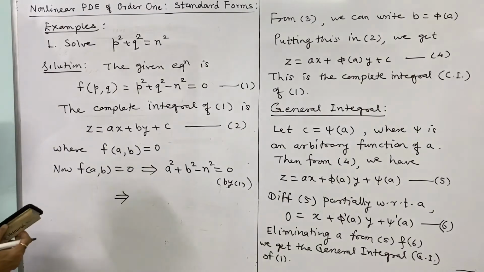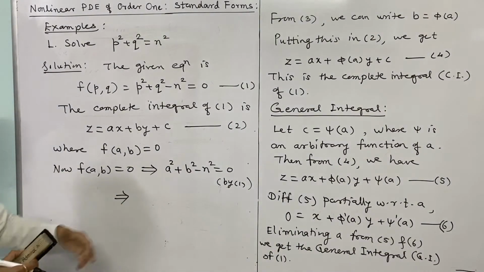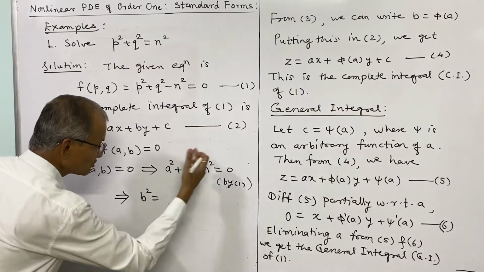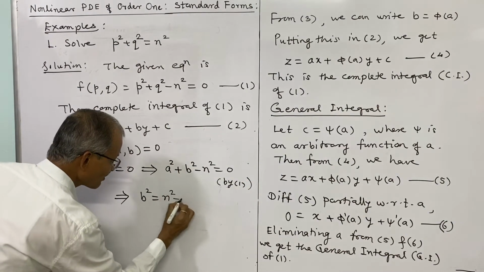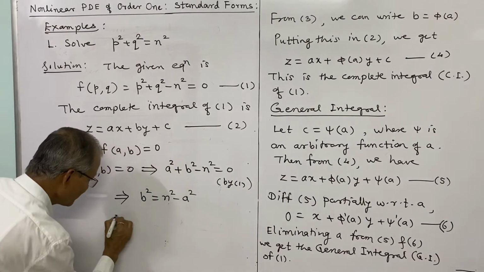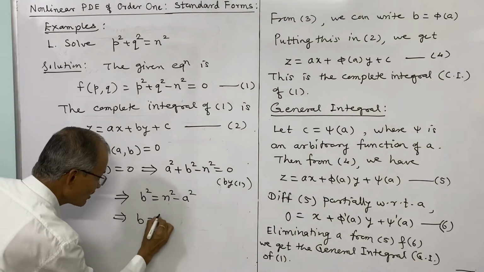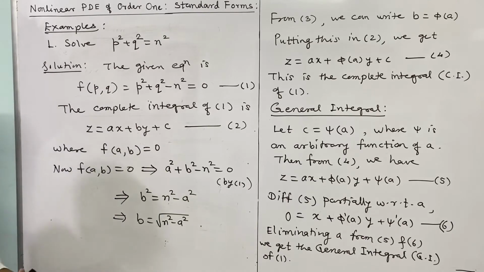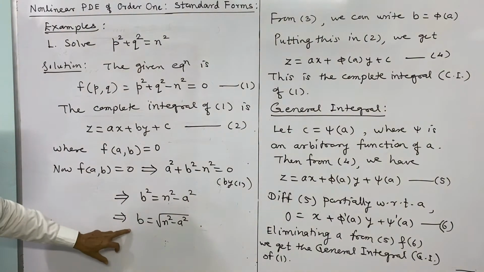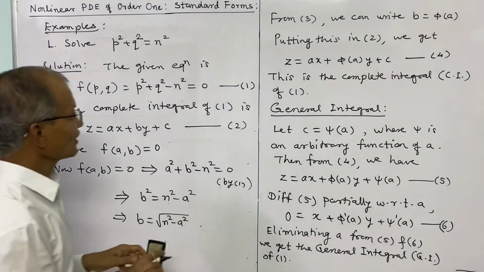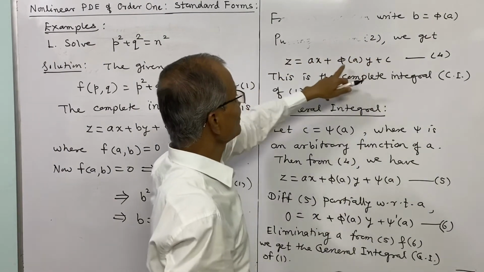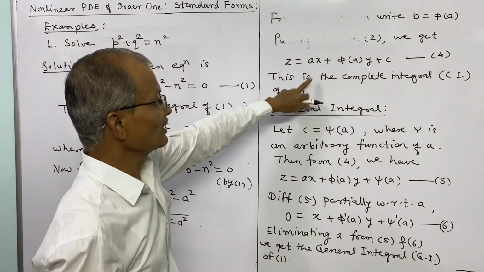So therefore we write the value of b as b square is equal to, shift these two terms on that side, it will be n square minus a square, and this implies b is equal to under root of n square minus a square, taking the positive value. We put this value of b into equation 2, and we get the complete integral.